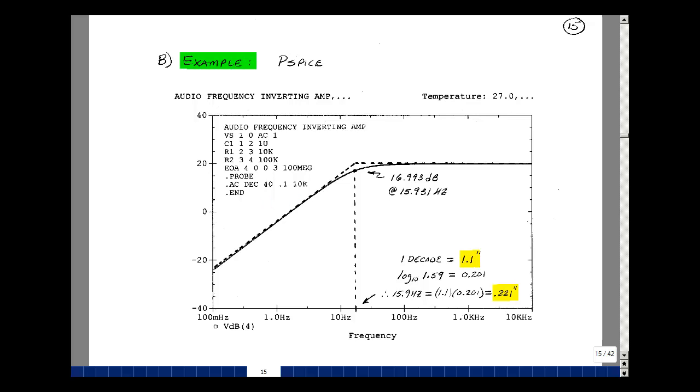I'll let you look back at the original schematic, but I numbered the nodes 1 through 4. The voltage source is between nodes 1 and 0. It's going to be an AC source with a magnitude of 1 and angle of 0. C1 was between 1 and 2, 1 microfarad. R1 between 2 and 3, 10K. R2 between 3 and 4 is 100K.